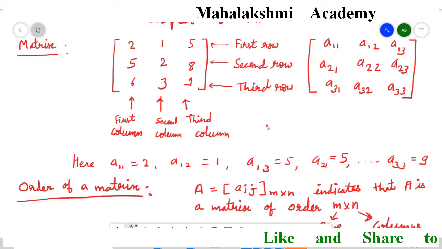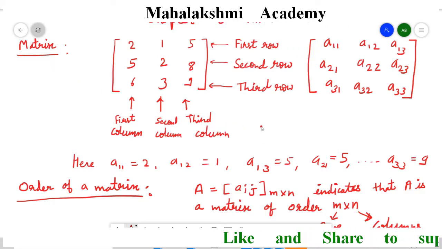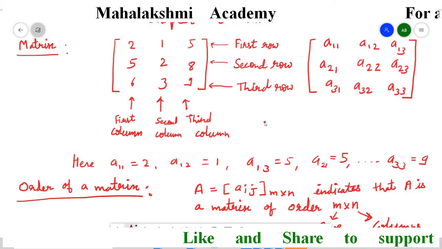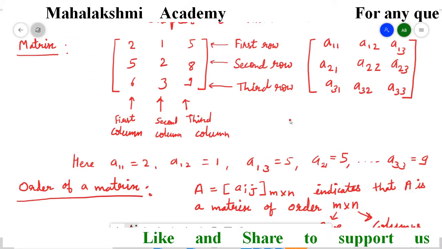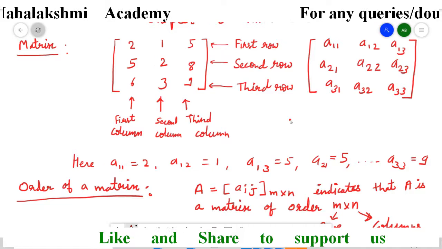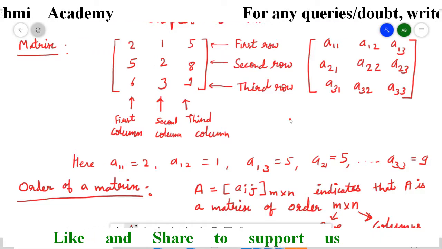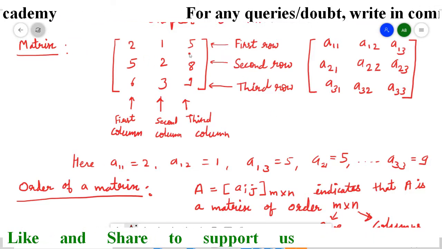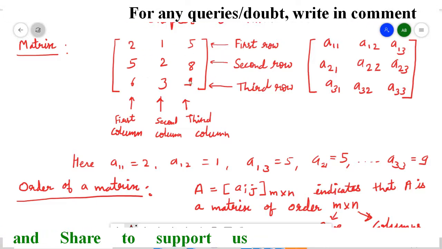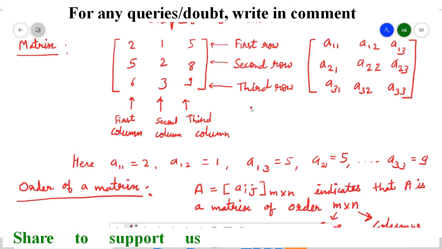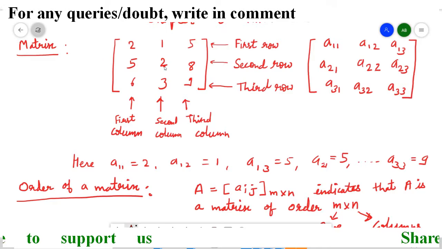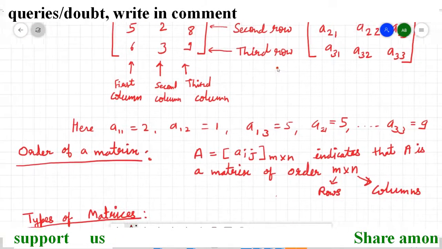Now order of the matrix. Order of the matrix means how many rows and how many columns are there, that we write down. First place is for the row and second place is for the column. So in this matrix the rows are 3 and the columns are also 3. So this particular matrix is of order 3 cross 3.